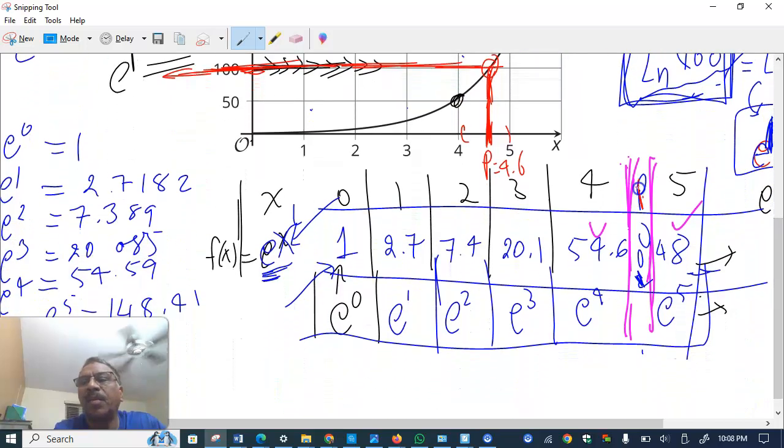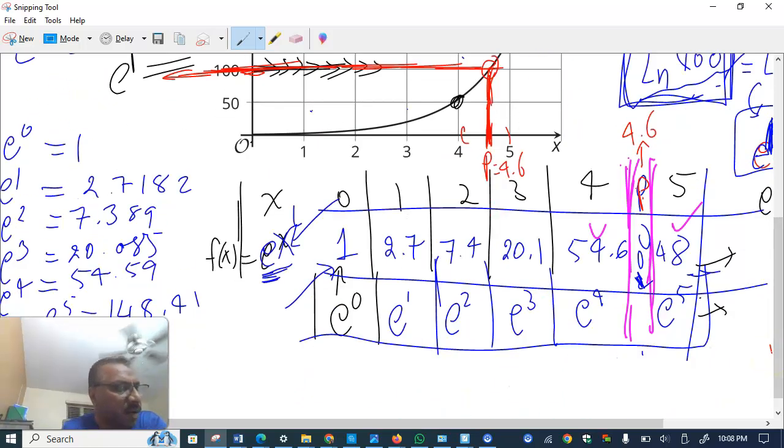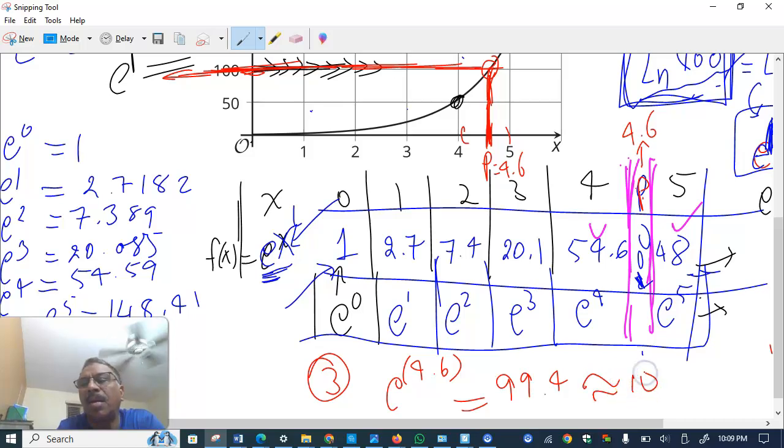So the question was, what is this p? So this estimate is 4.6. Now we want to check whether it really gives you 100. So on the calculator, the third question is asking how you can use a calculator to check your estimate. What would you enter into the calculator? So e raised to 4.6. If you use the calculator, as I already showed, you can see it's almost like 99.4 or something, which is almost equal to 100. And that was our goal here, to get this 100.